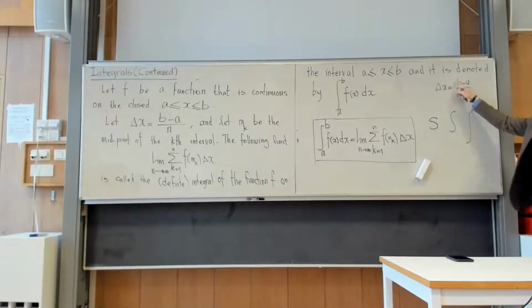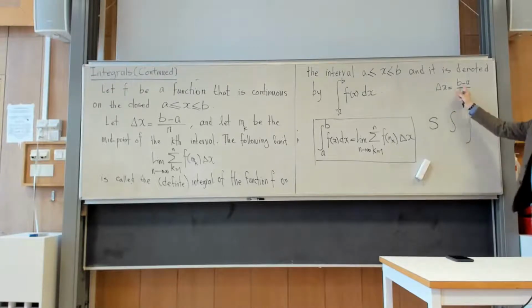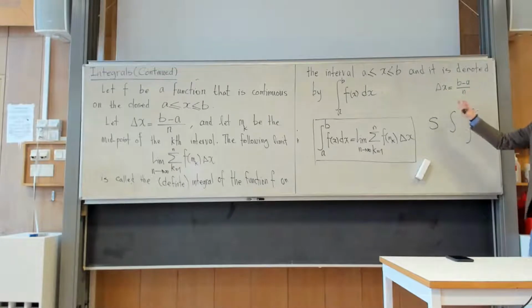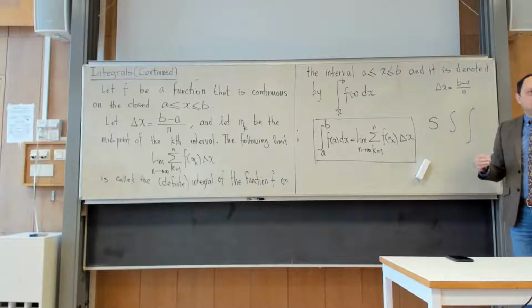No, because if a fraction wants to become 0, its numerator should become 0. But b and a are different, so b minus a is never 0. But by increasing the value of n, I am making delta x shorter and shorter. Okay? So it is very strange.